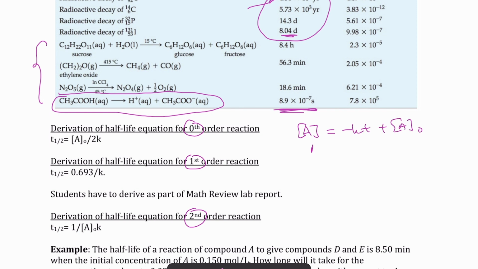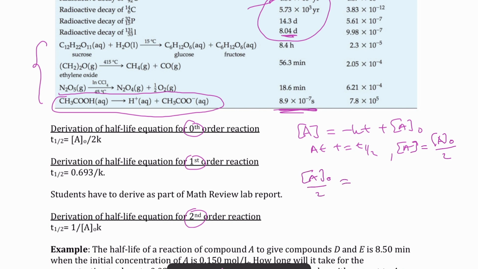At t equals T1/2, the concentration of A should be equal to half of A naught. And that's what we said earlier. So we'll just substitute that back into the integrated rate law expression. We'll say A naught over 2 is equal to negative k times T1/2 plus A naught. And then once you have that, you just need to rearrange the expression so you are solving for T1/2.